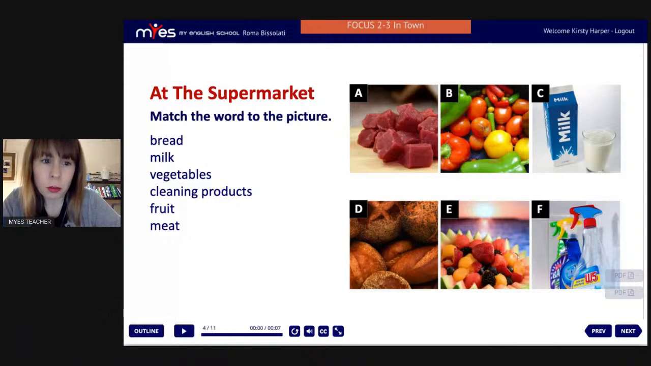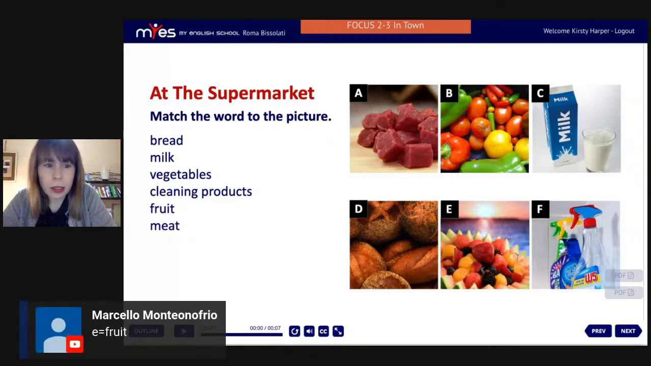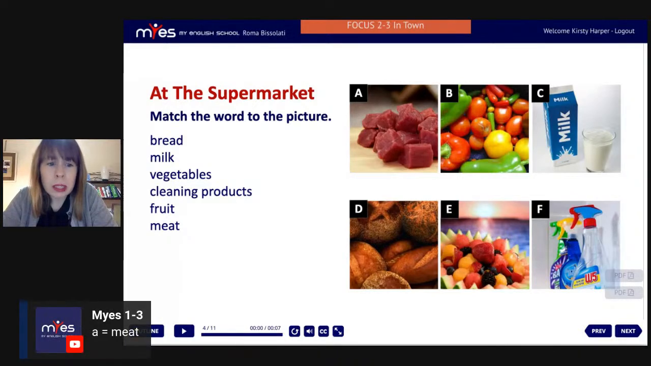Well done. B is vegetables. Not quite. A. So A equals meat. E is fruit. Well done. F is cleaning products. Well done. Excellent work. Okay. But A is meat.